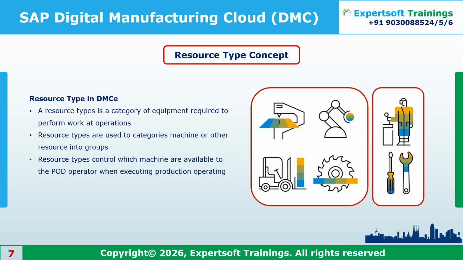Whenever we log in to DM, we will see the app called Manage Resources. In Manage Resources, we have to define a resource, and we have to assign that resource to a specific asset and the work center, so that there will be a sync between the work center and the resource in DM. Okay, so this is from the execution point of view. So DMC E is nothing but from the execution point of view.